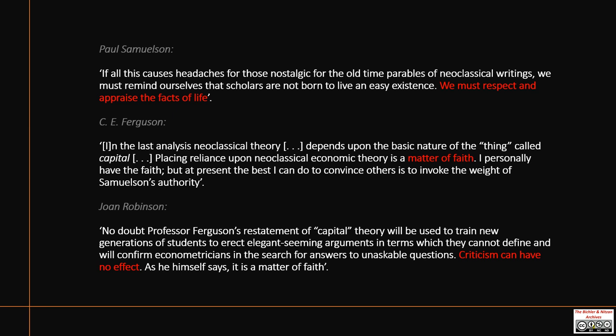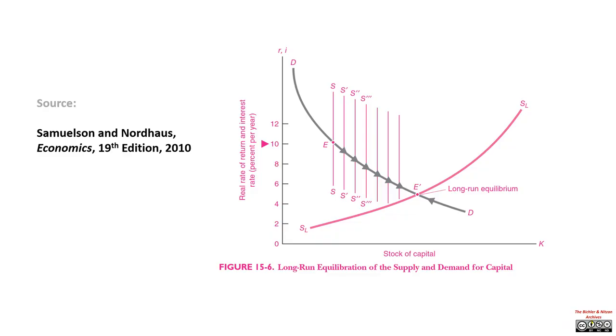In a more philosophical mode, Joan Robinson, the critic, observed that no doubt Professor Ferguson's restatement of capital theory will be used to train new generations of students to erect elegant-seeming arguments in terms which they cannot define, and will confirm econometricians in the search for answers to unaskable questions. Criticism, she predicted, can have no effect. As he himself says, it is a matter of faith. And Robinson's prediction was spot on. Criticism can have no effect.